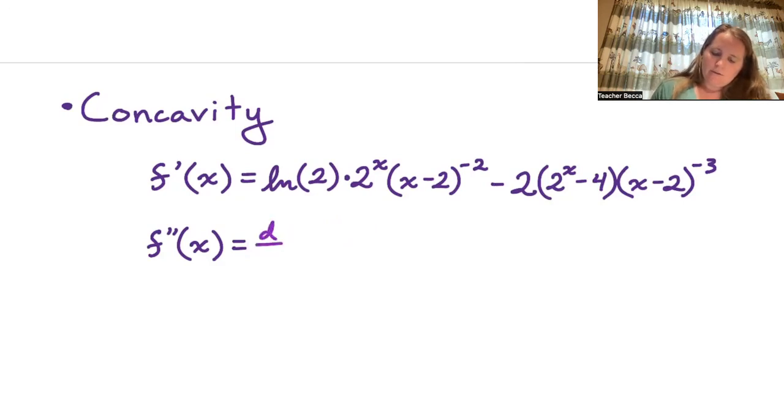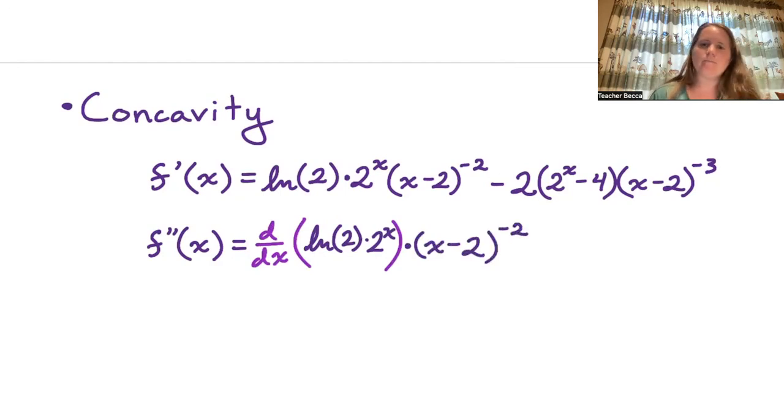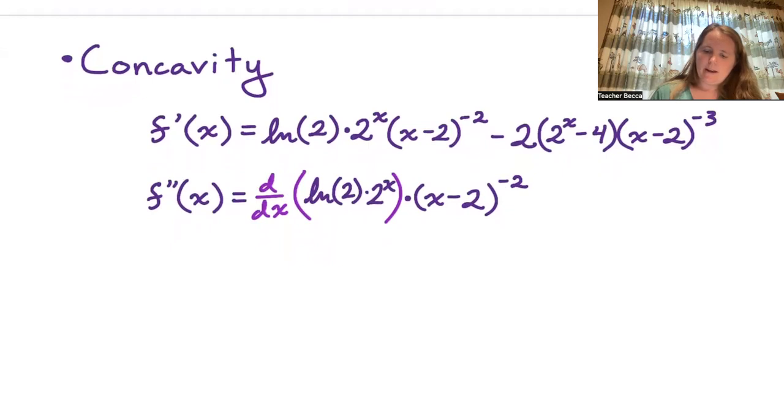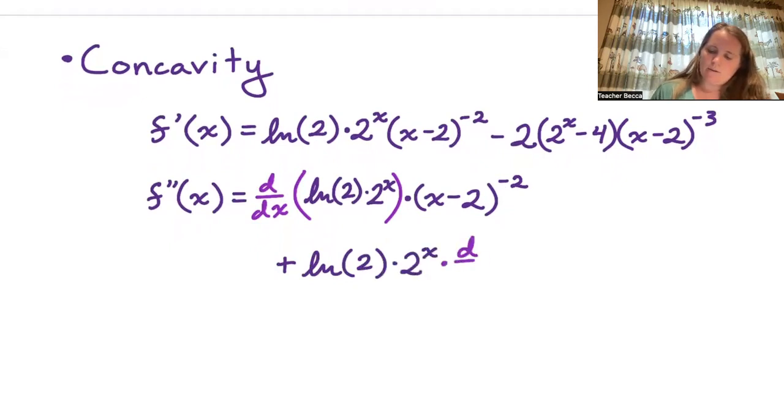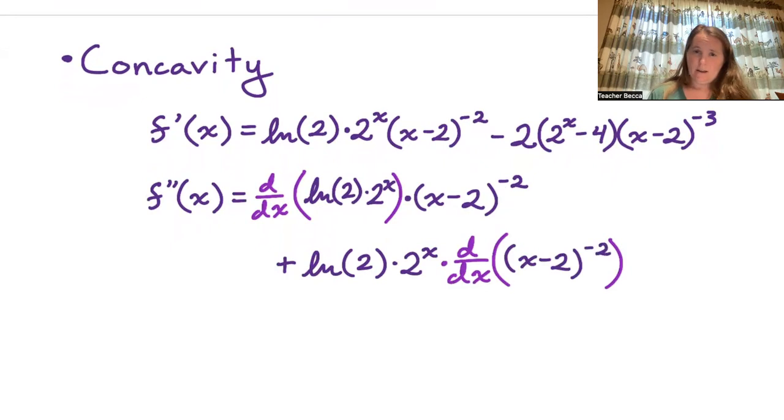So we'll have a derivative of natural log of 2 times 2 to the x. Multiply that by x minus 2 to the negative 2. Then we would add to that the natural log of 2 times 2 to the x. Multiply that by the derivative of x minus 2 to the negative 2. This is running the product rule on that first part of the first derivative. Then to that, we will run the product rule on the next part.